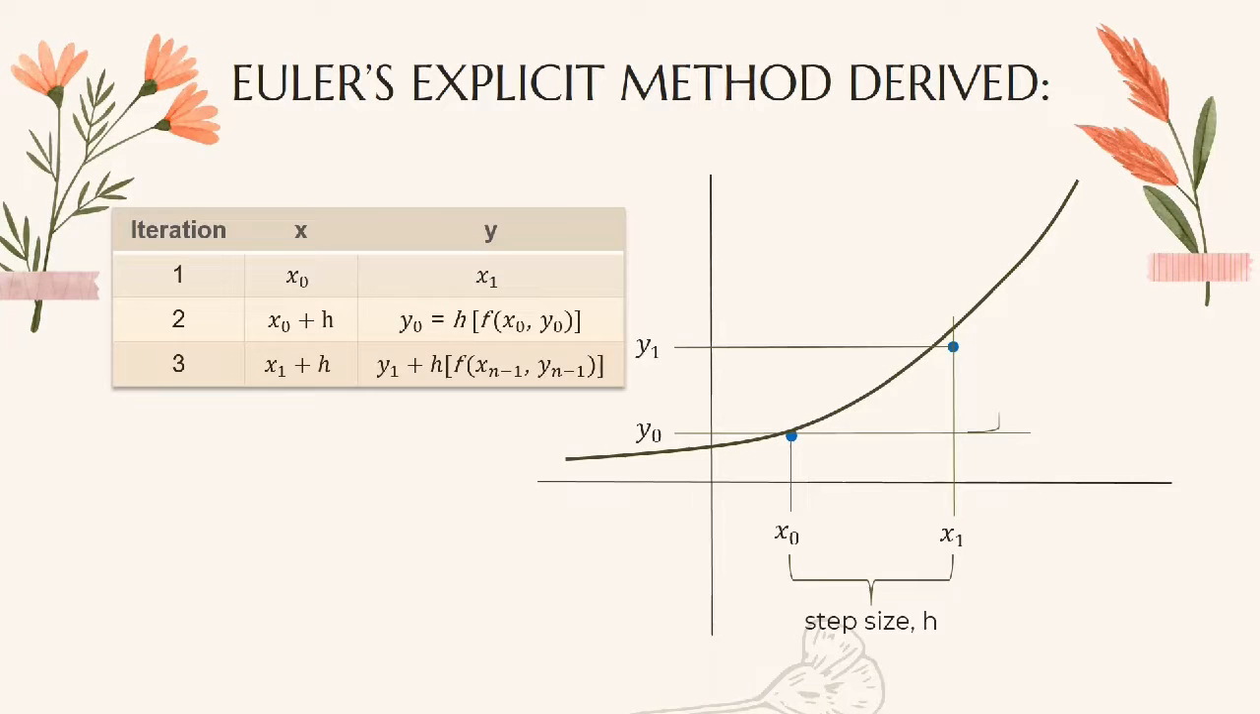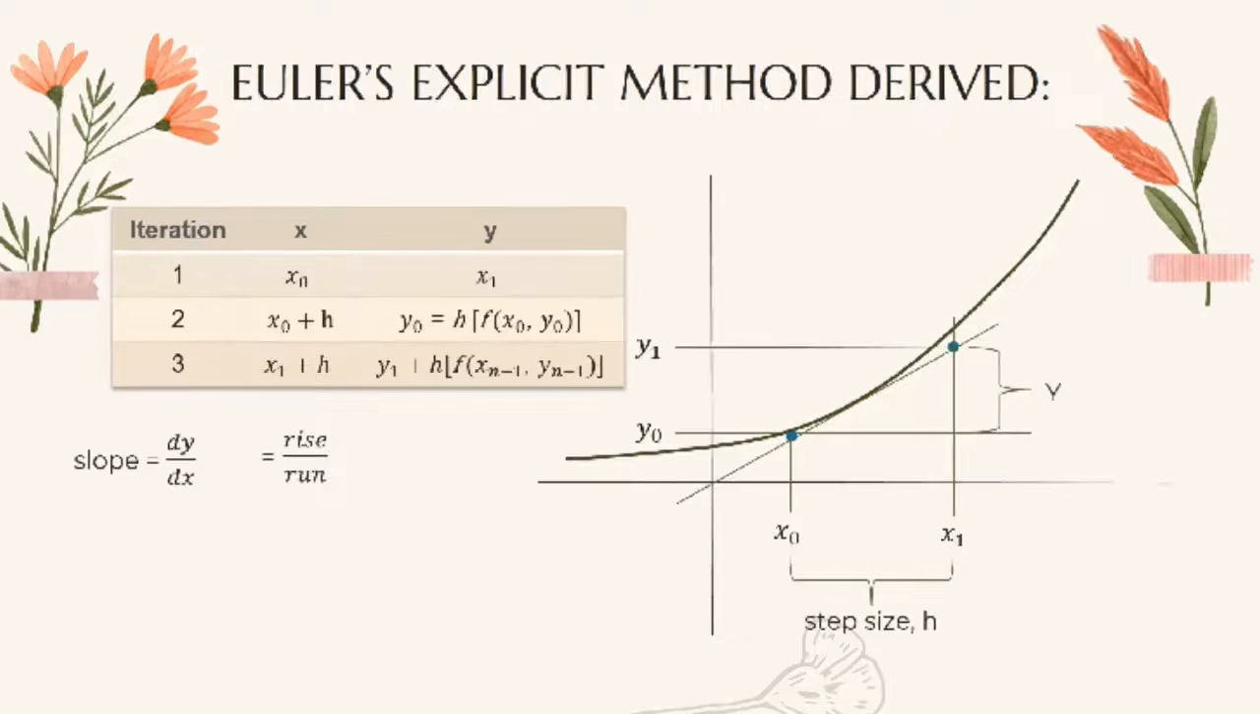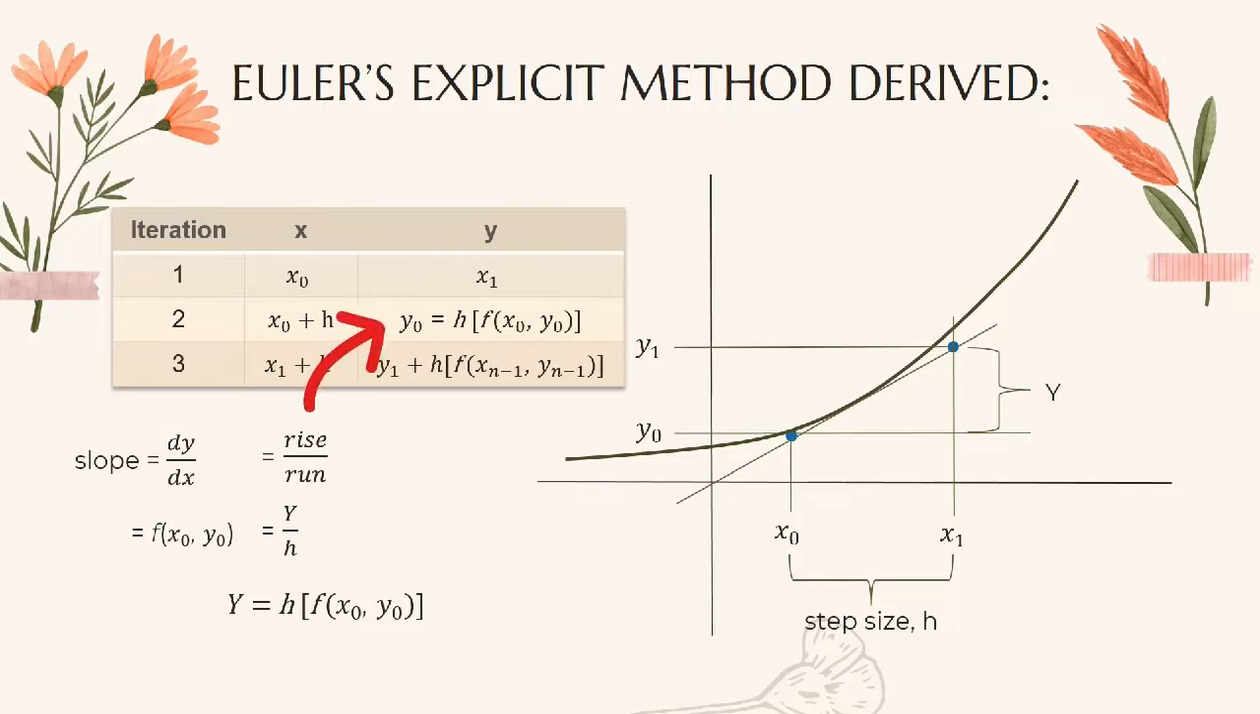And the value of y sub 1 is a little complicated because the distance between y sub 0 and y sub 1 is undefined. So we are going to use a slope that is actually a derivative of y with respect to x, which is the dy over dx. And take note that slope is also equal to rise over run. Since dy over dx is a differential equation, we can equate rise over run as y over h. So the formula of y is equal to h multiplied by the differential equation.